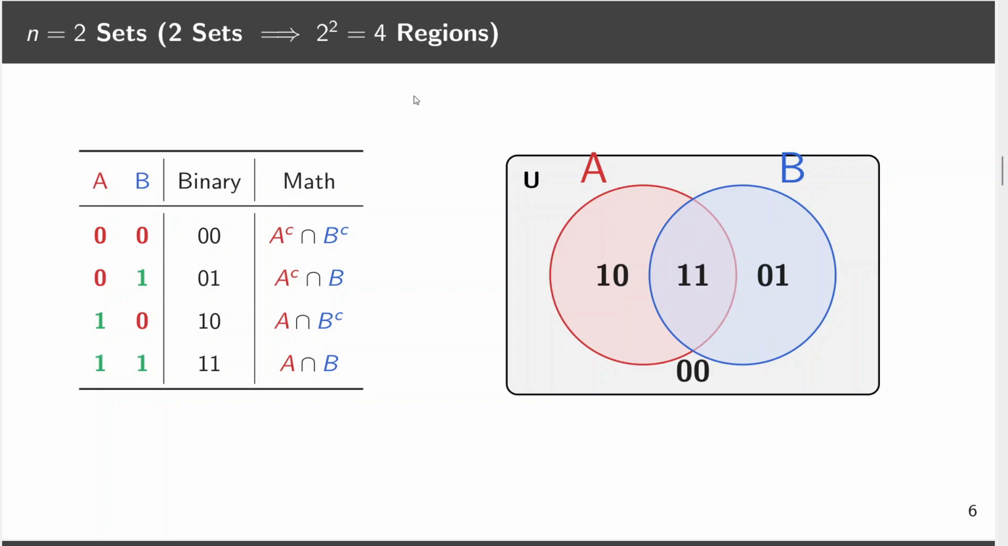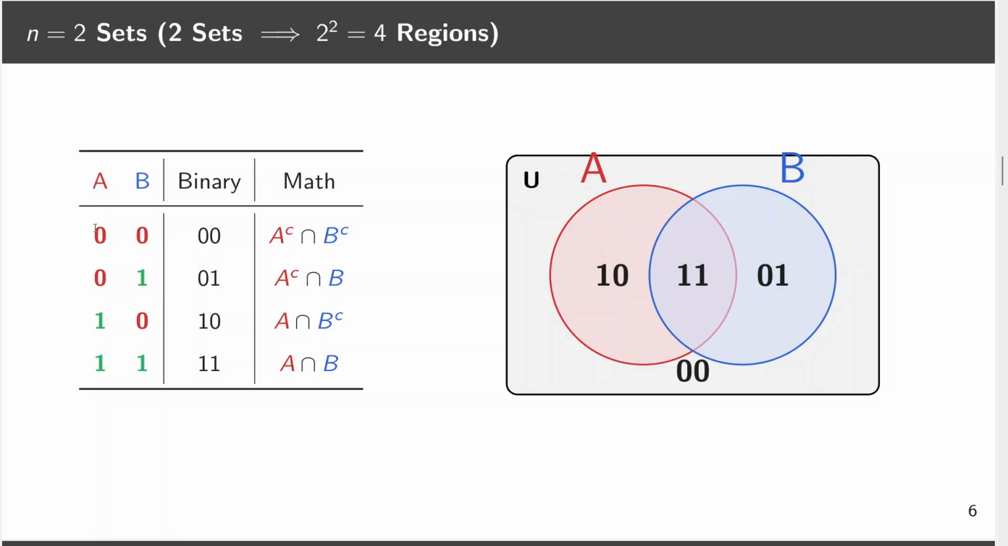Let's build our truth table together, nice and slowly. We have 2 sets this time, set A and set B. For any element or location in our diagram, we ask 2 questions. Is it inside A? Is it inside B? We record the answers as a 2-digit binary code. Let's go through all 4 possibilities.